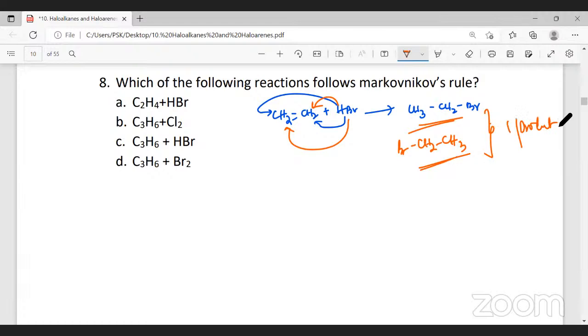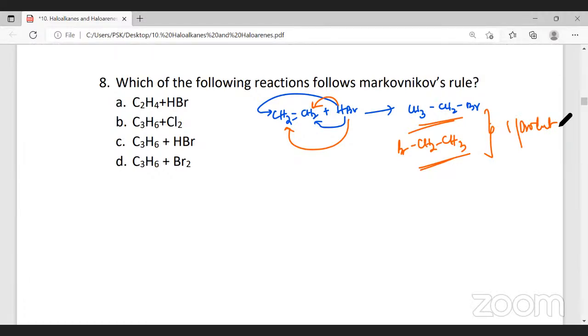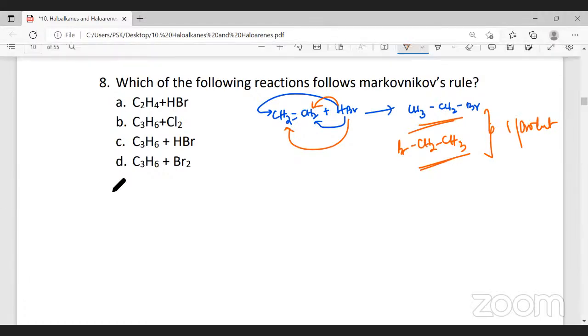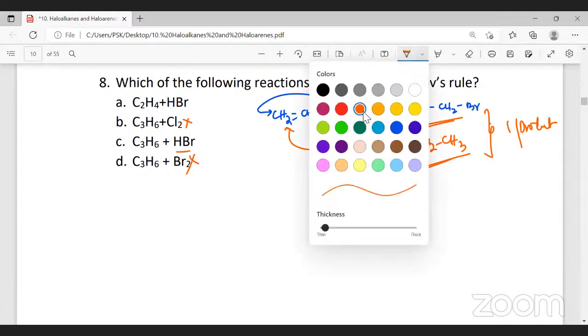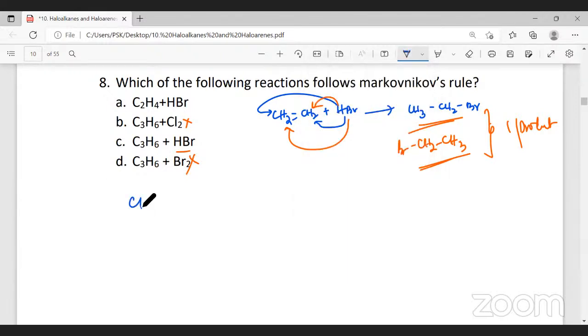Remember, Markovnikov's rule will not be applicable for a symmetric alkene. And for Markovnikov's rule, we need to have a hydrogen halide, not halogens. So these two are ruled out. Now, C3H6 is CH3, CH double bond CH2. This is propene. It is an unsymmetrical alkene.